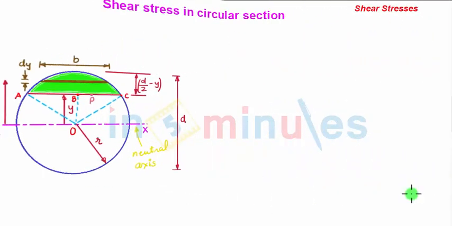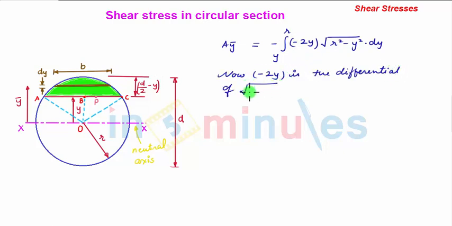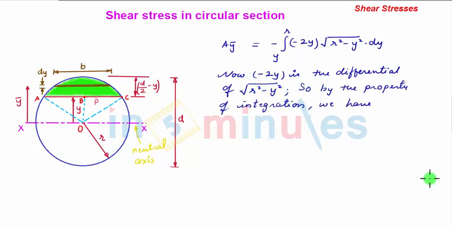Now for integration, we write A y bar as minus of integral y to r of minus 2y into square root of r square minus y square dy. So we simply introduce these 2 minus signs over here. Now minus 2y is the differential of r square minus y square. So by the property of integration, we have A y bar is equal to minus of the integral of simply this term, that is square root of r square minus y square. So we have r square minus y square to the power 3 by 2 upon 3 by 2.